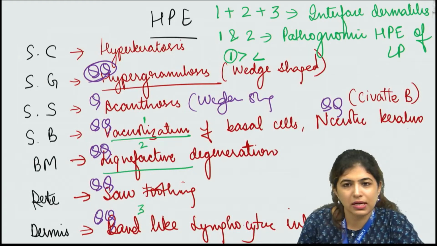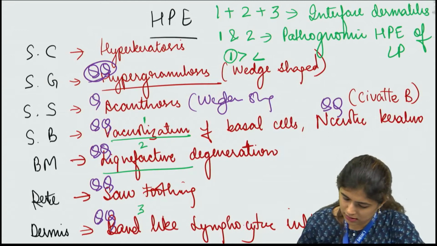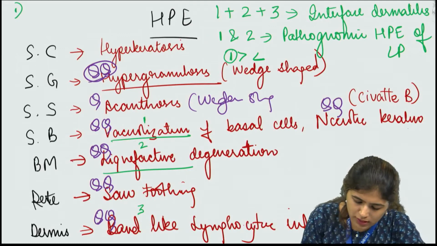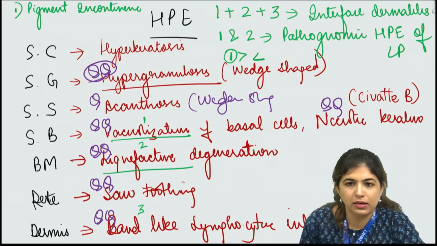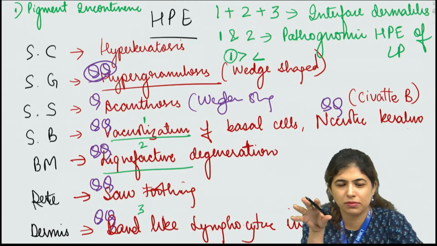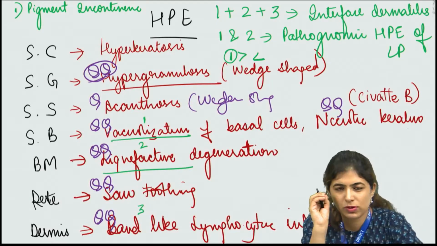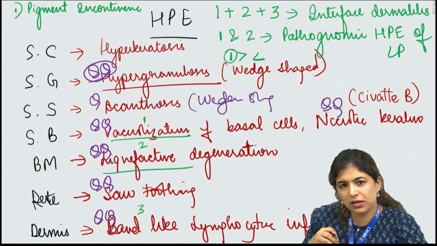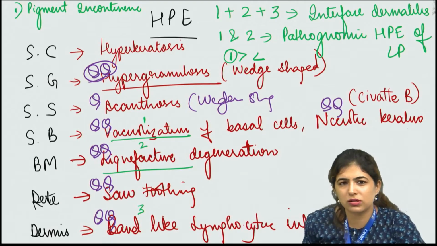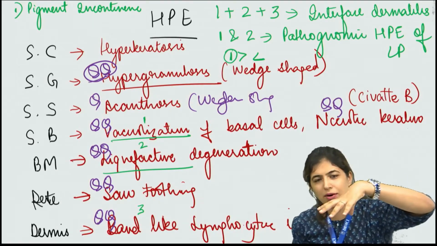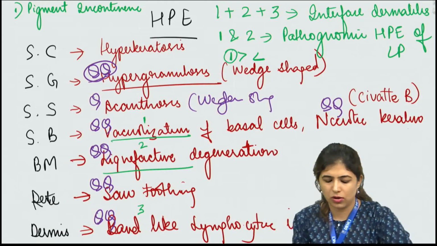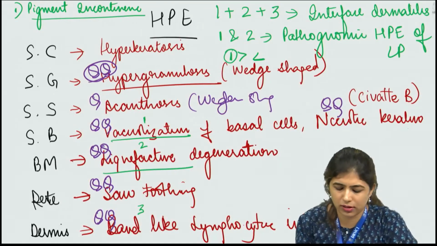Some other points that you have to remember here are these. One is pigment incontinence. When the basement membrane gets damaged, basal layers get damaged, the melanin which was there in the basal layers drops into the dermis. The way you have urine incontinence, stool incontinence, similarly here the pigment is dropping down on its own into the dermis, called pigment incontinence.